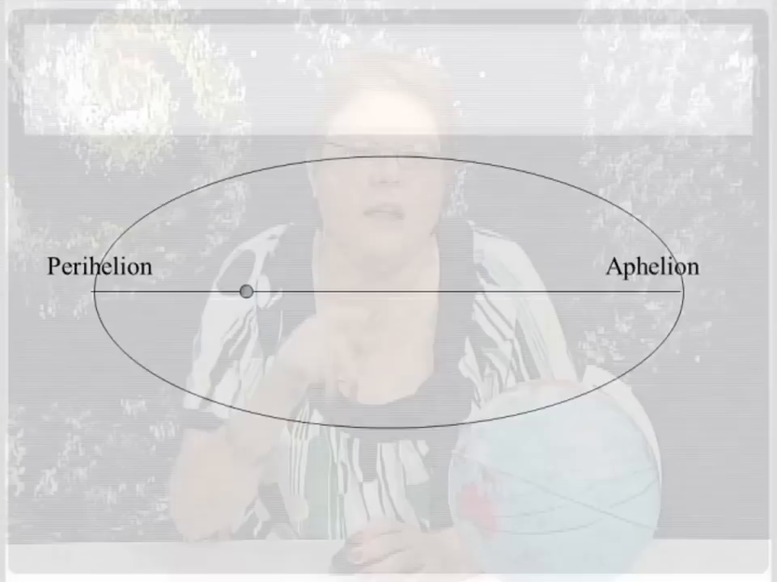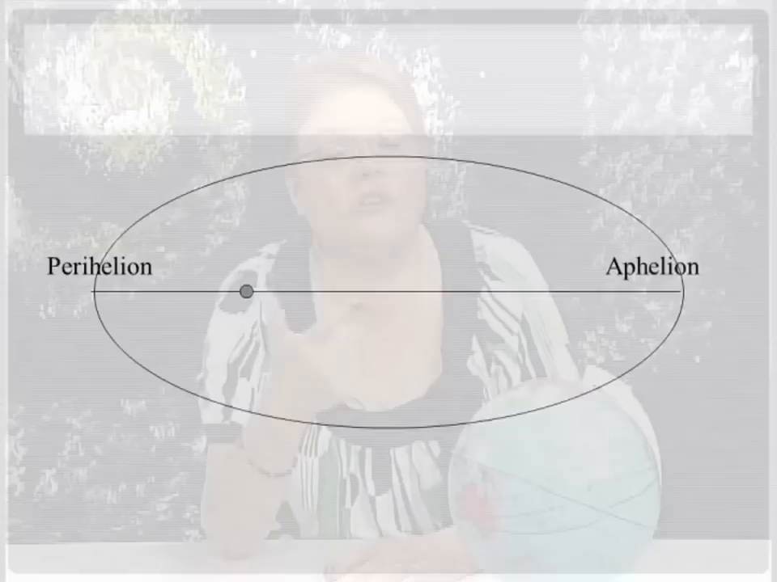That also has an implication relative to how fast the planet is moving at that point. At perihelion, your planet is closest to the sun, it's closer to a greater gravitational mass, and it's going to be moving faster. Aphelion is further away from the sun, therefore it's further away from that really massive gravitational mass, and it's going to be moving slower. And so that will have some implications then in how far our planet is moving along its orbit.